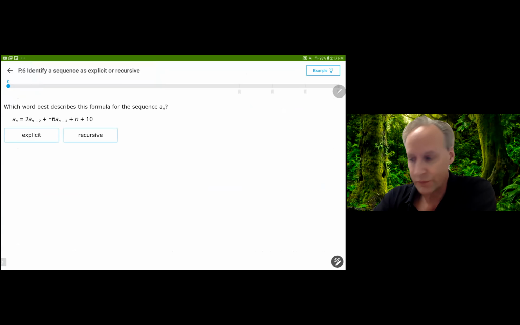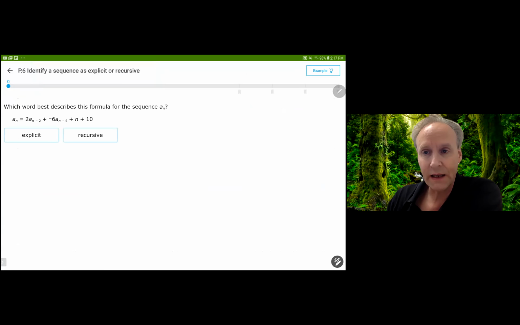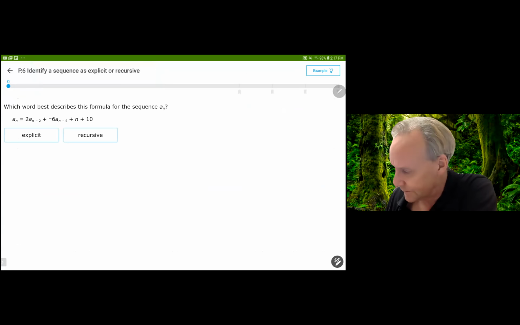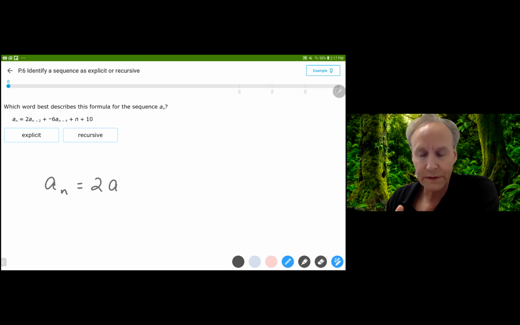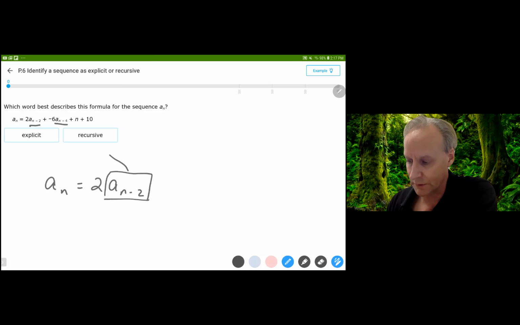The thing about a recursive formula is that it involves an a to some value. For example, this a to the n is defined in terms of some other a to the n. And what they're saying is that in order to get this value, this new term, you have to take one of the previous terms. And this is a previous term right here. And so is this one. Any formula that involves previous terms is called recursive.